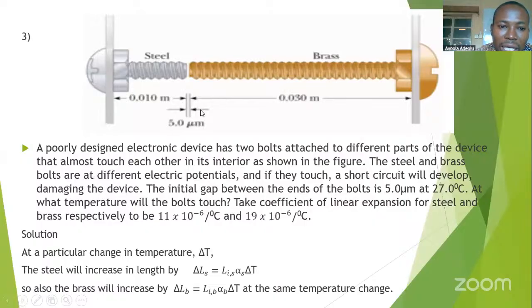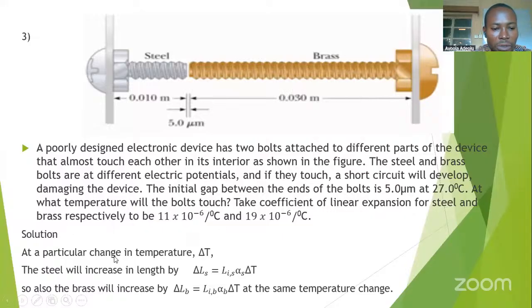If I add them together, it must be equal to this 5.0 micrometer. When this one increases a little, this one also will increase a little. So once the increase in length of this plus this one is equal to 5.0 micrometer, they will touch each other. Okay, let's look at the solution.